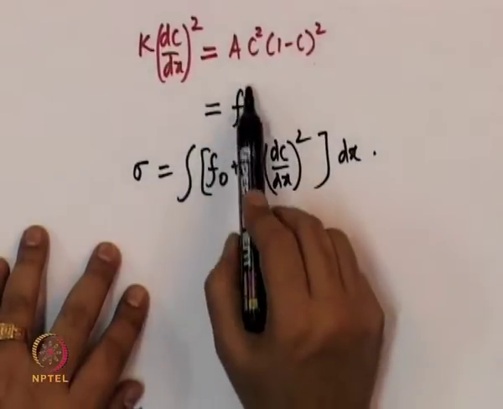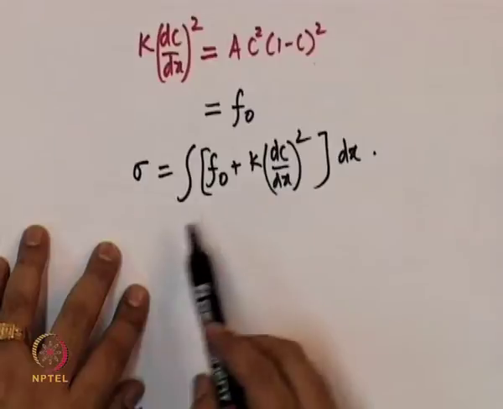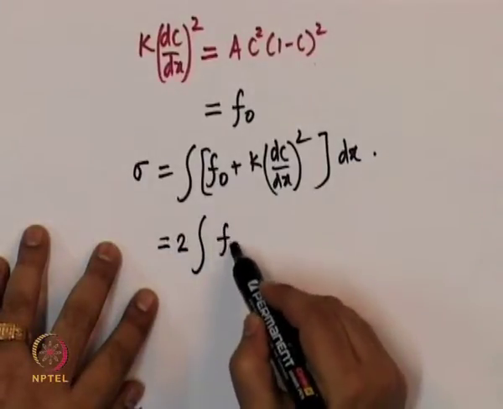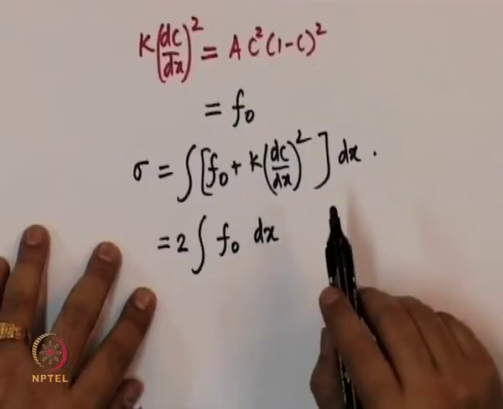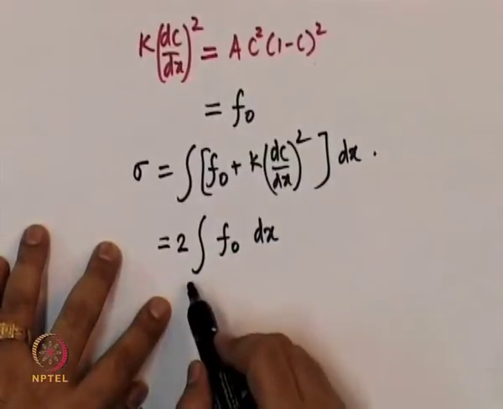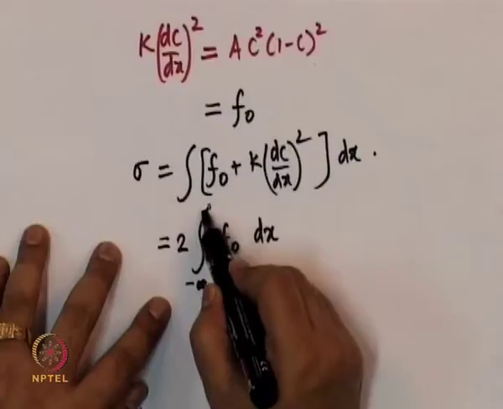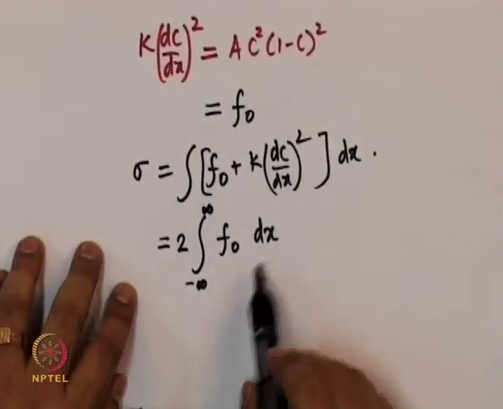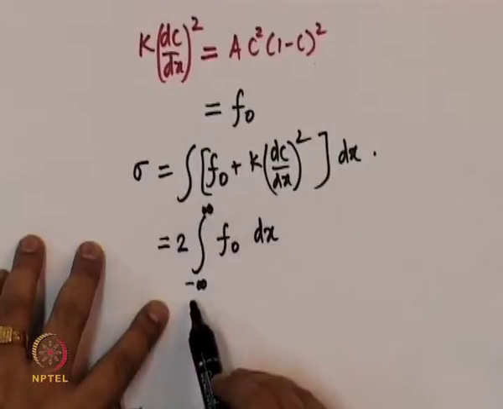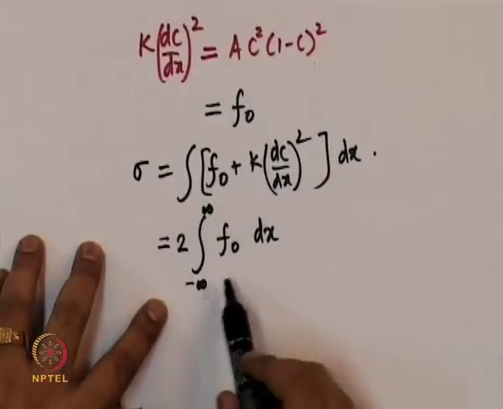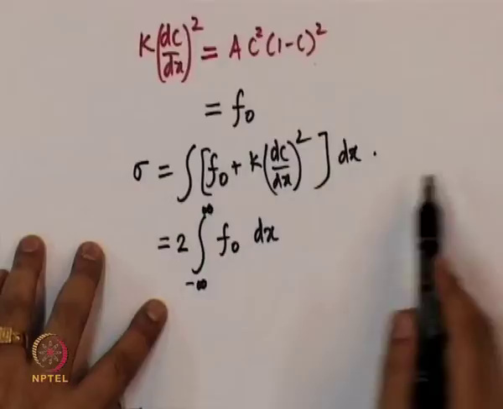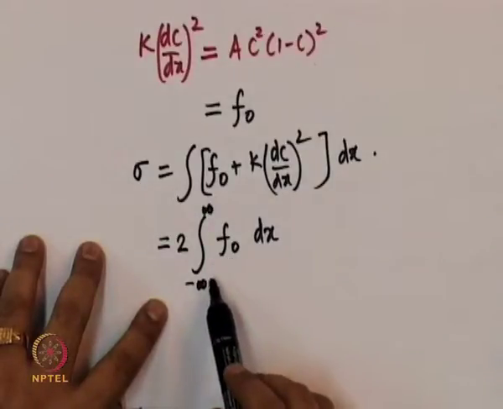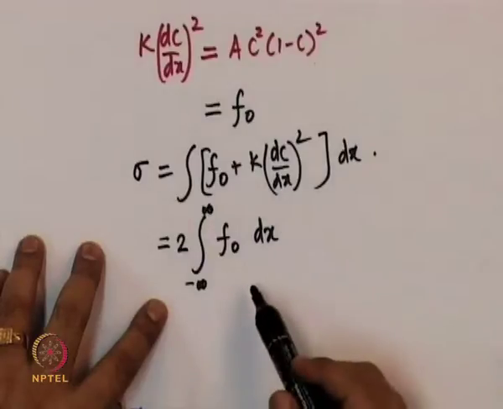Now, because the F0 is nothing but K (dC by dx) squared, we can write it as 2 times the integral of F0 dx, and this integral goes from minus infinity to plus infinity. F0 is a function of C and the integral is over x, and the x integral is going from minus infinity to plus infinity. Of course, we know that as you go towards minus infinity and plus infinity, this term is going to give zeros, right. So, the integral is going to light up only in the interface region.